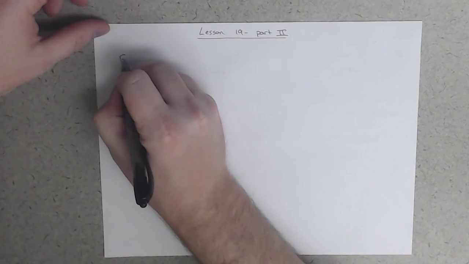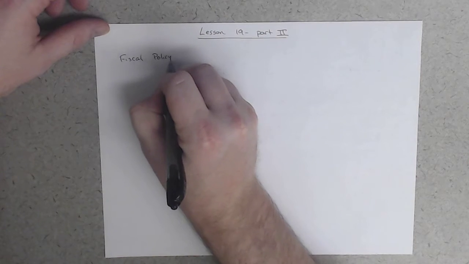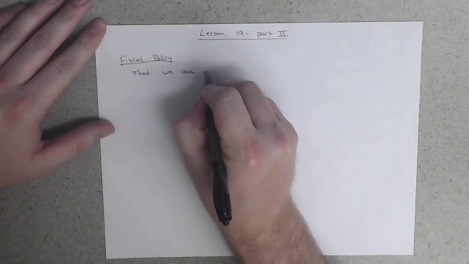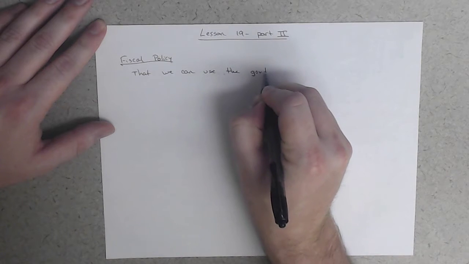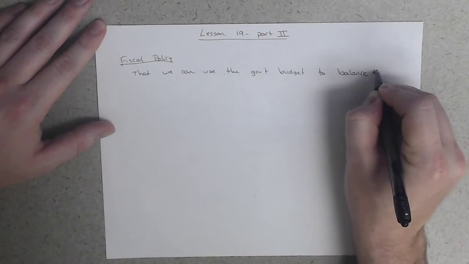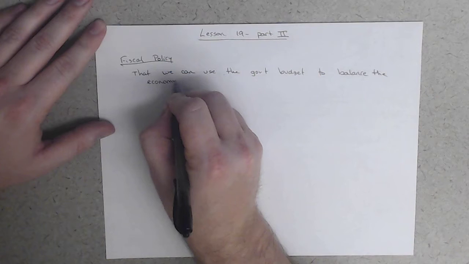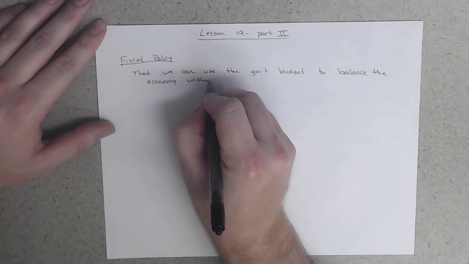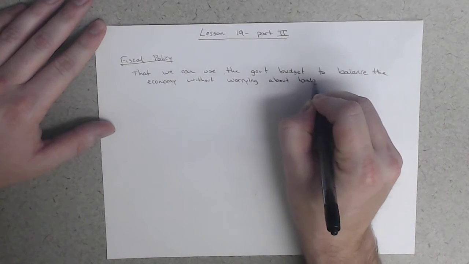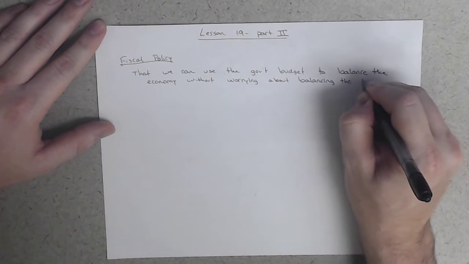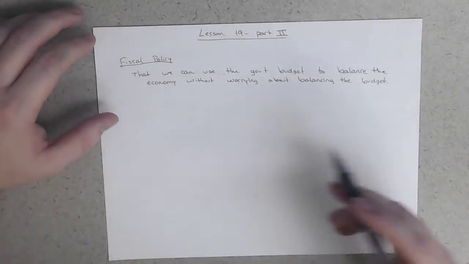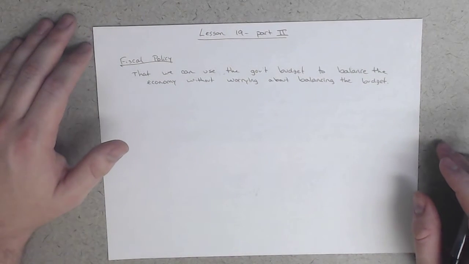So remember, fiscal policy is the idea that we can use the government's budget to balance the economy without worrying about balancing the budget.